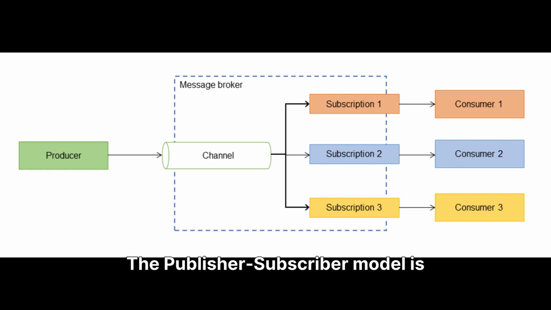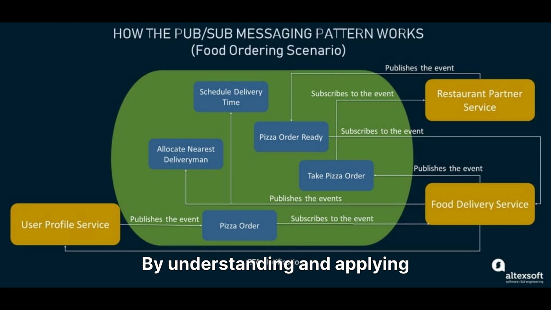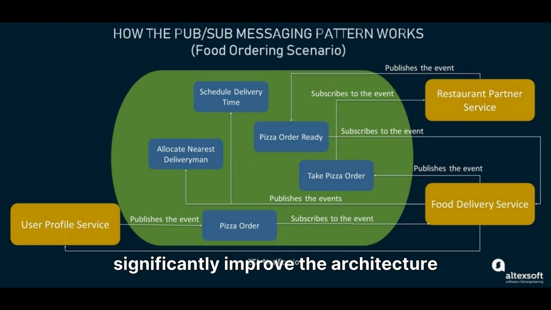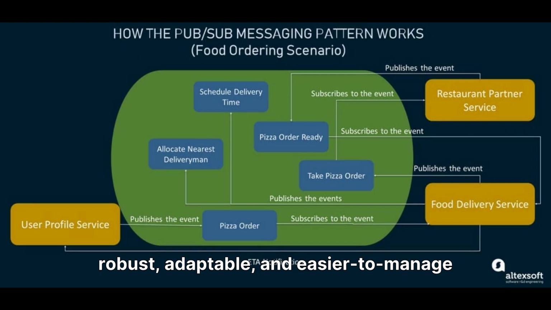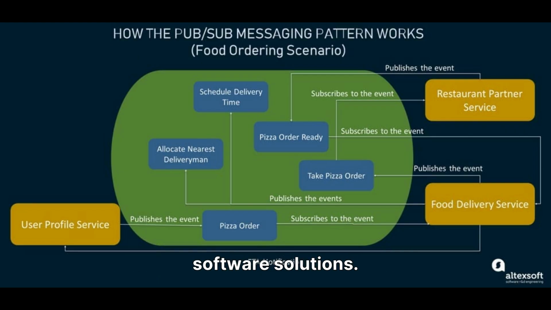The publisher-subscriber model is a powerful tool for building scalable, flexible, and maintainable software systems. Its ability to decouple components and facilitate asynchronous communication makes it invaluable for modern application development. By understanding and applying these principles, you can significantly improve the architecture of your applications. Embracing the pub/sub pattern will lead to more robust, adaptable, and easier to manage software solutions.